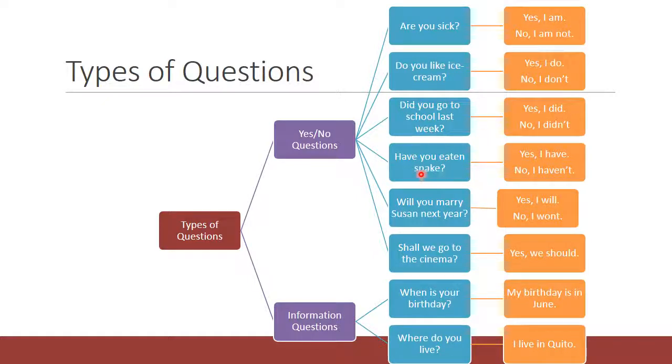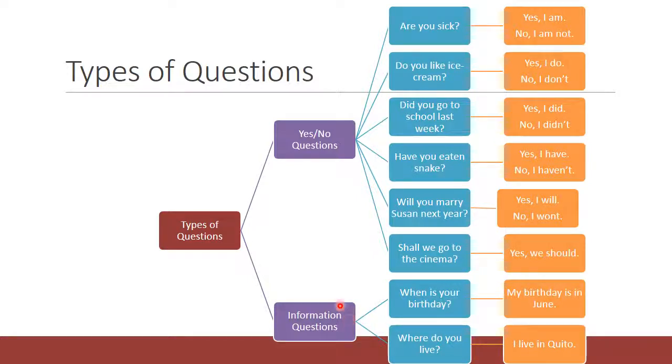Have you eaten a snake? In the present perfect, have is the auxiliary, so the answer also has the auxiliary verb have. Will you marry Susan next year? Will is the modal verb, so we need to have the same modal verb in the answer. So, notice here that when we have yes/no questions, the answer is very simple and easy. If you pay attention to the question, you can give an appropriate answer.